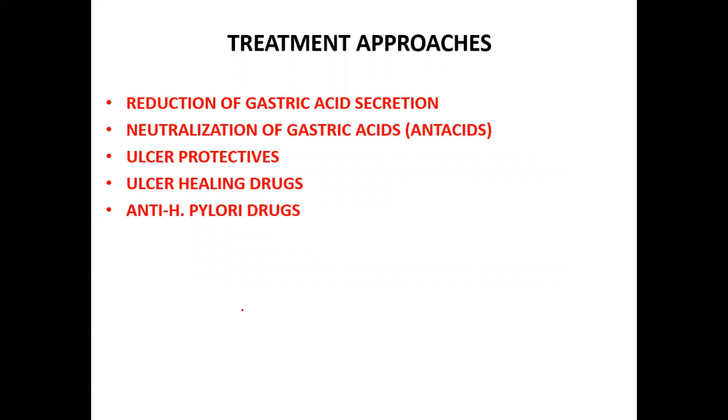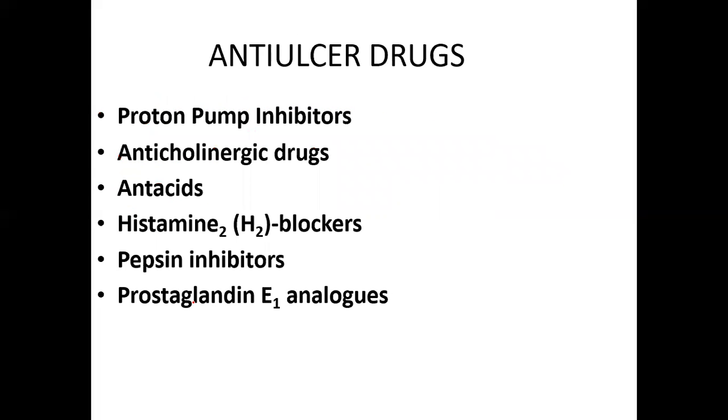So the treatment approaches that we tend to follow are either we reduce the gastric acid secretion, or we neutralize the gastric acid secretion. We could use ulcer protective drugs. We could use ulcer relief drugs, and an approach that is now followed is giving an anti-H. pylori drug. So now let's talk about the various anti-ulcer drugs that are there.